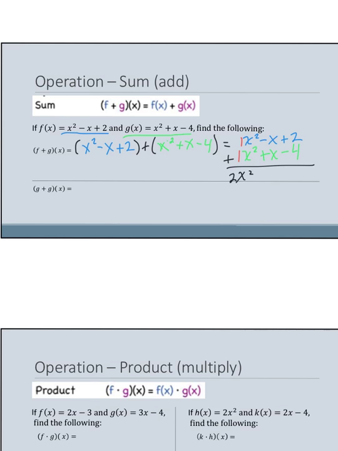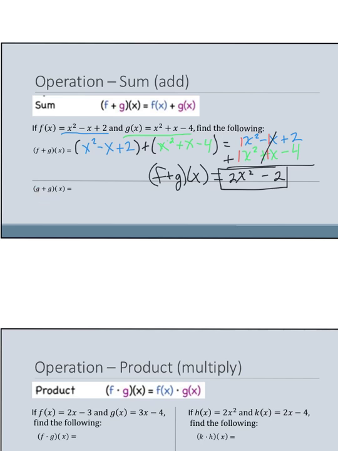Now as you look at this one, I have a minus 1 and a plus 1. Don't they cancel each other out? So those are going to cancel out. And then a positive 2 and a negative 4 combine to give me a negative 2. So f plus g of x is equal to 2x squared minus 2.